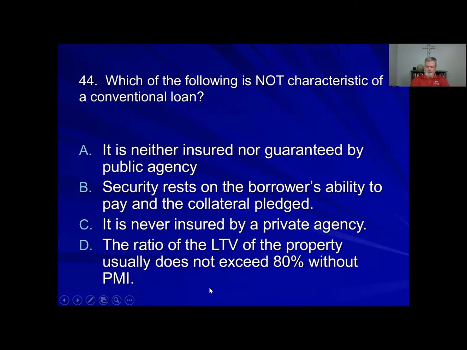The next question. Which of the following is not a characteristic of a conventional loan? A, it is neither insured nor guaranteed by a public agency. Well, that's true. It's not insured nor guaranteed by a public agency. B, security rests on the borrower's ability to pay and the collateral pledged. That's a true statement.